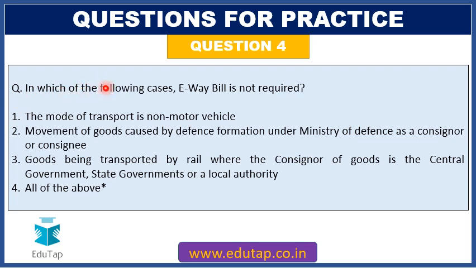Next question. In which of the following cases E-way bill is not required? Options are where the mode of transport is non-motor vehicle, movement of goods caused by defense formation under Ministry of Defense as a consignor or consignee, goods being transported by rail where the consignor of goods is the central government, state government or a local authority, or all of the above.